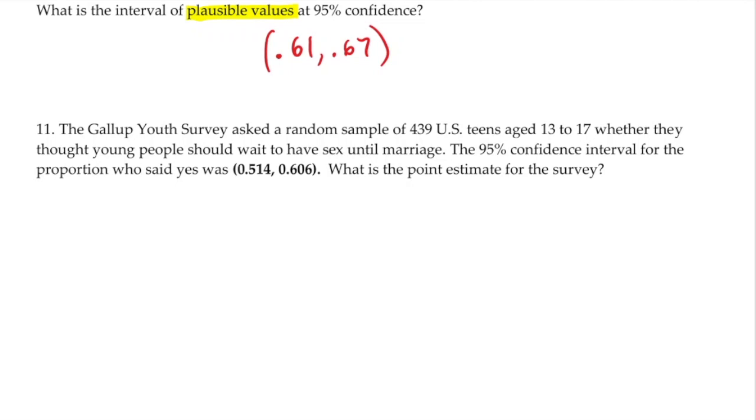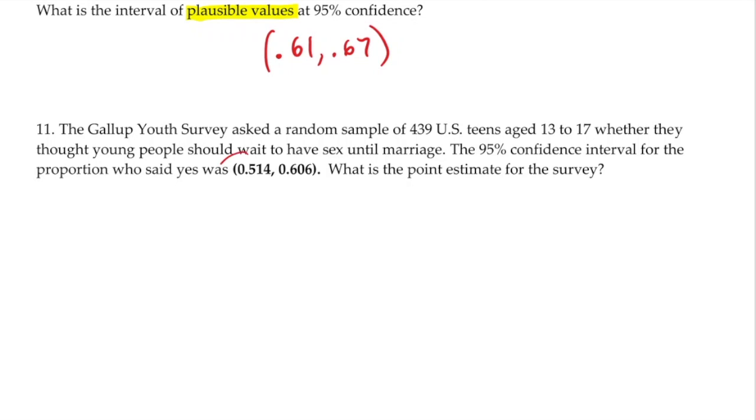The 95% confidence interval for the proportion who said yes was 0.514 to 0.606. What is the point estimate for the survey? A point estimate is coming from the sample. It's the number you got when you sampled. However, that's not in the stem of the question. We have to figure it out from the interval.